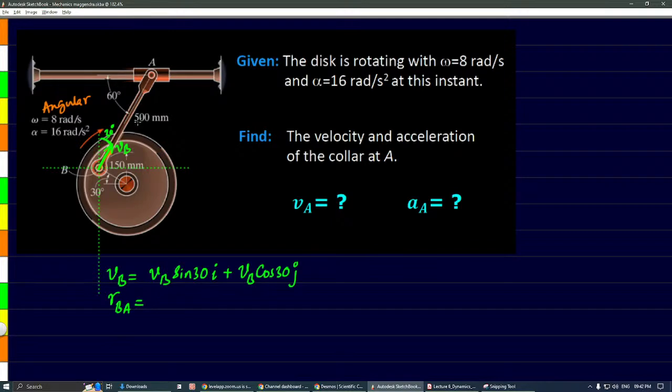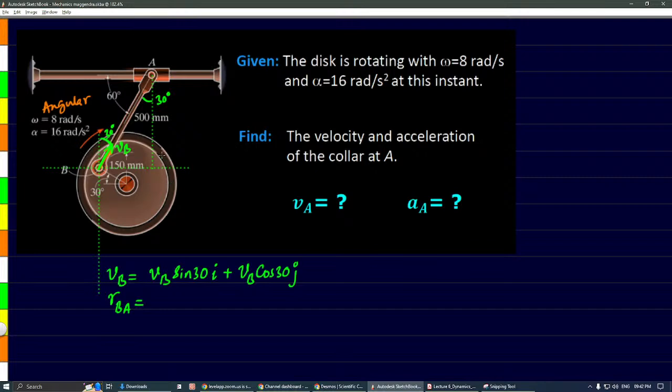Vector BA is given as 500, but the 500 is inclined, so we have to resolve it into two components, vertical and horizontal, using trigonometry. Again, this angle is 30 degrees.